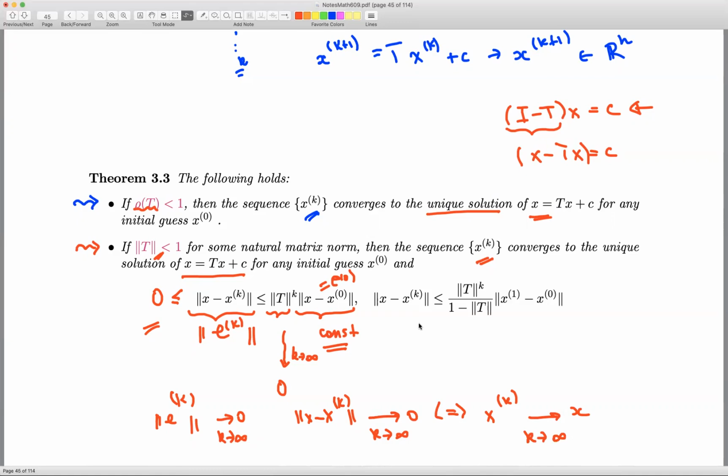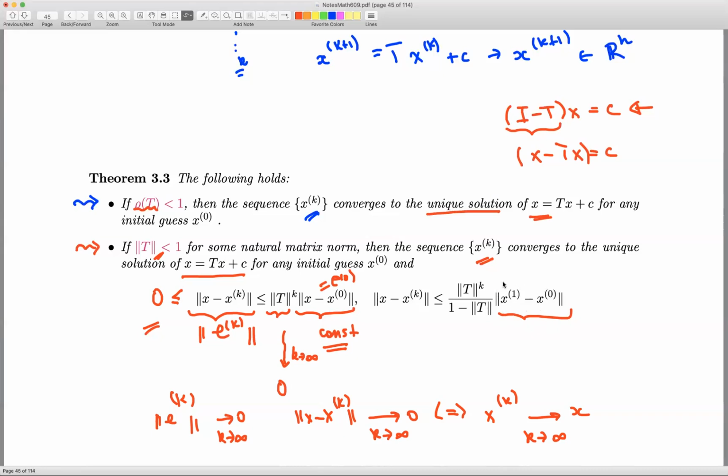Now we also discussed another norm, another estimate. This estimate is slightly different than this estimate in the sense that here the constant that we have on the right-hand side can basically be computed. This constant here is the vector that we obtained after the first iteration minus our initial guess.